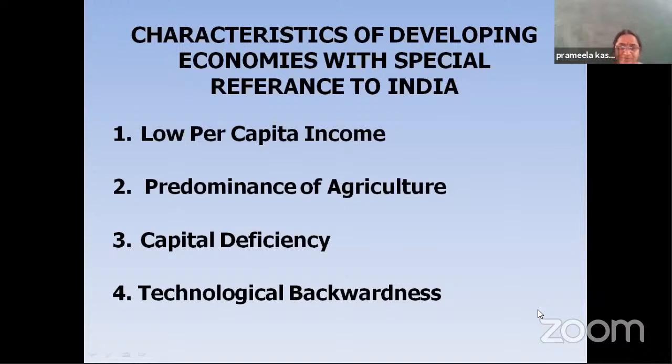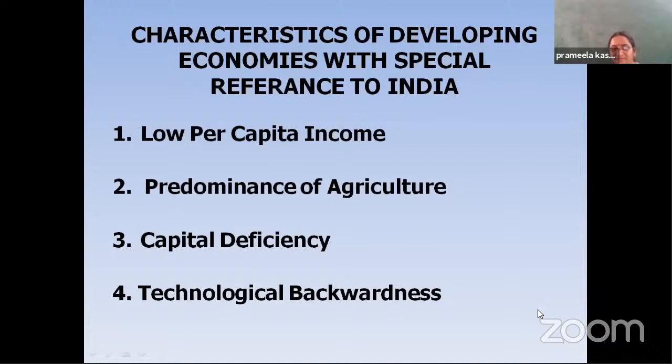So the next one, the fourth one, is technological backwardness. Already we know that the capital deficiency is there. So capital, which may provide productivity to the economy, is very less in the developing economies. Due to less availability of capital, research and development activities do not take place in those economies. Generally, we know that the expenditure spent by the developed economies on research and development activities is very high. That means nearly 2 to 3% they spend on research and development, but it is less than 1%, that means 0.6%, in the Indian economy. So the expenditure spent on research and development is very less.